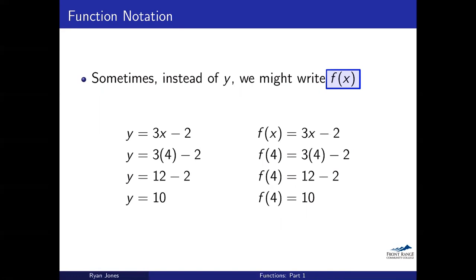It doesn't actually change anything. I'm not doing anything different than I did before. I'm still doing the same exact work. I'm taking 3x minus 2, I'm plugging in 4 for x, and then I end up with 10 when I simplify. I'm doing the same thing over here on the right-hand side, but the difference is just the notation that I use on the left. And so this notation that we'll start off with is f of x equals 3x minus 2.